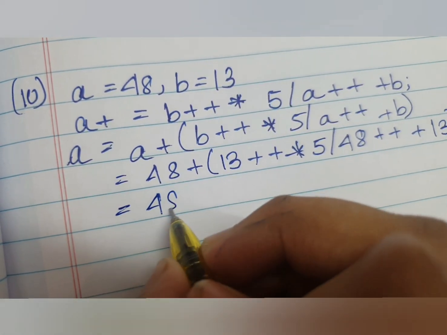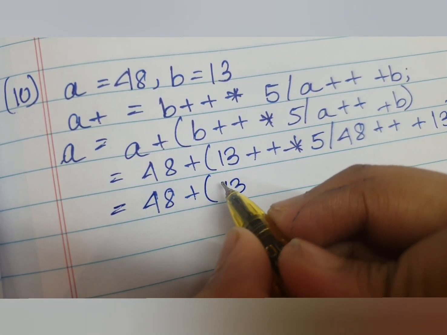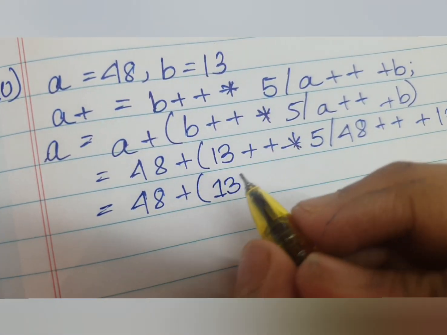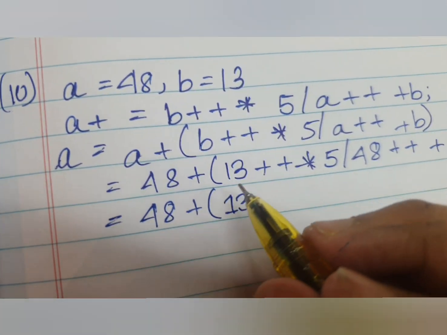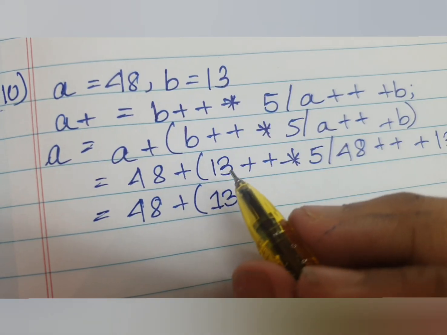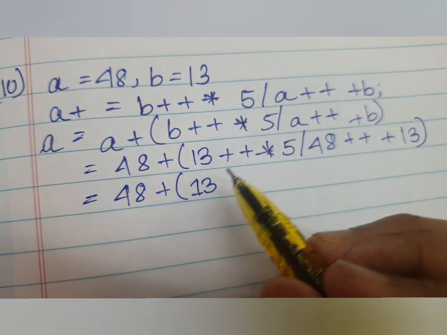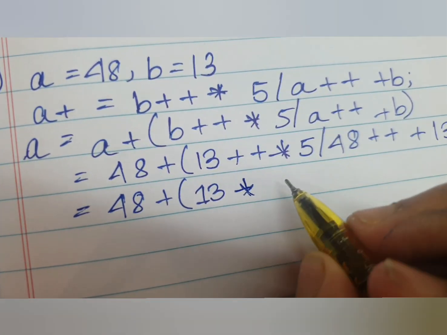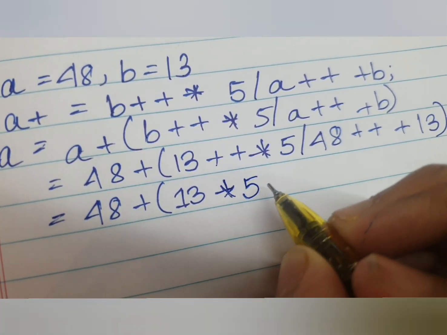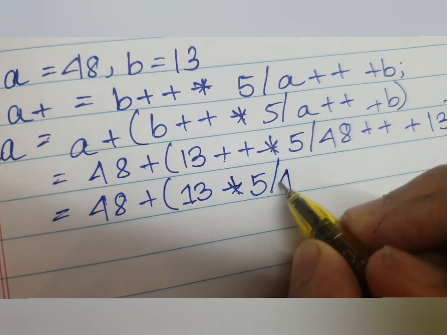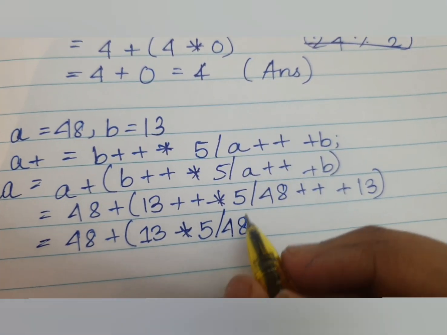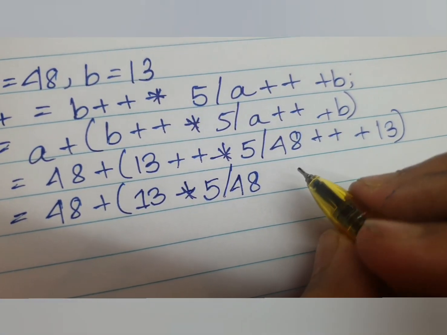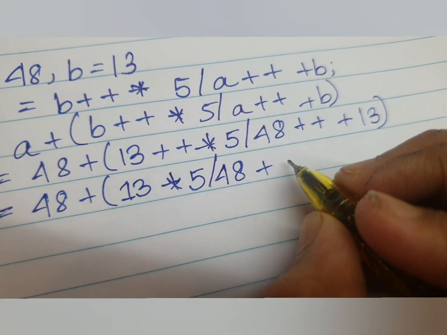Now 48 + 13++ is 13 only, but please remember that we are writing 13, and since it's plus plus after this, that is postfix, 13's value has become 14. We are writing 13 because this is postfix. So into 5 / 48++, we will write 48 only, but its value has become 49. You don't have to remember that because in the rest of the expression there is no A.